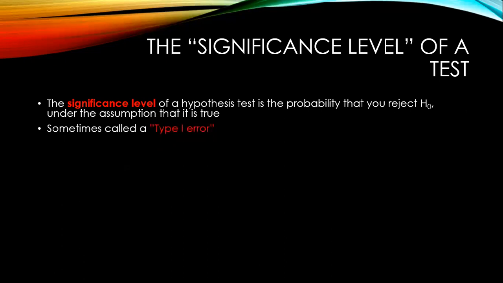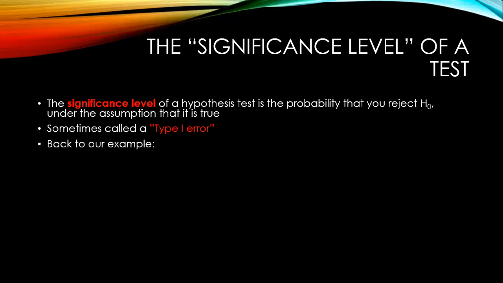Sometimes it's called a type 1 error. Okay, so especially if you do maths at university or stats at university, or maybe economics, you may see this term type 1 error. So that's exactly the same as the significance level. So significance level, type 1 error, they mean the same thing. But in A-level maths, you don't really see this term type 1 error, you just see significance level.